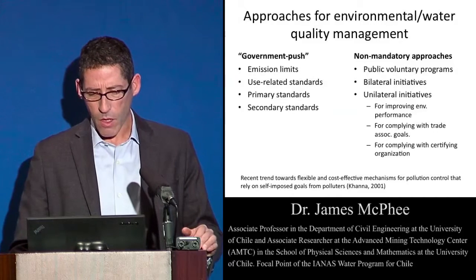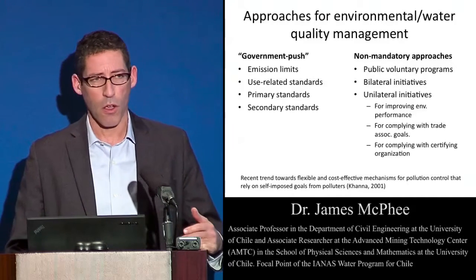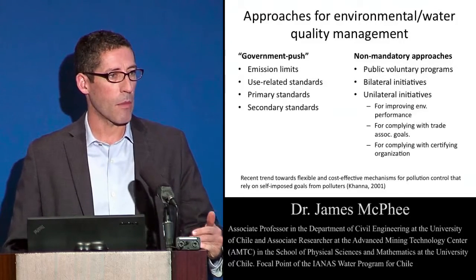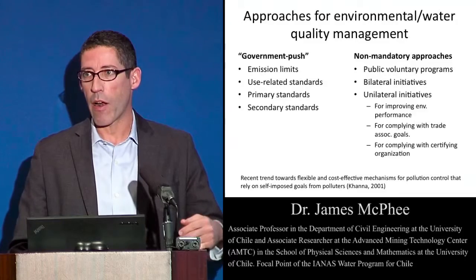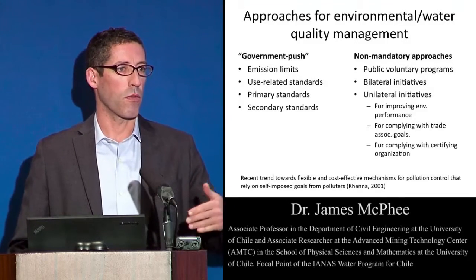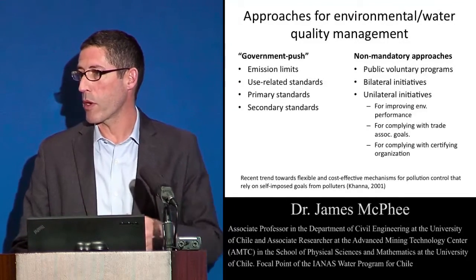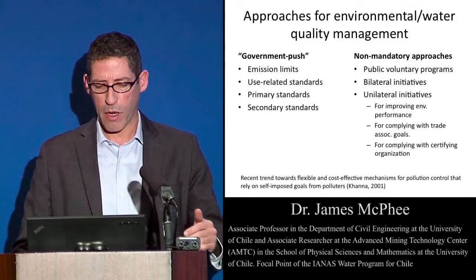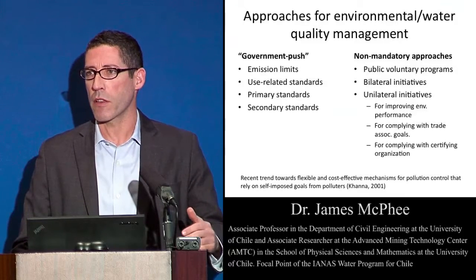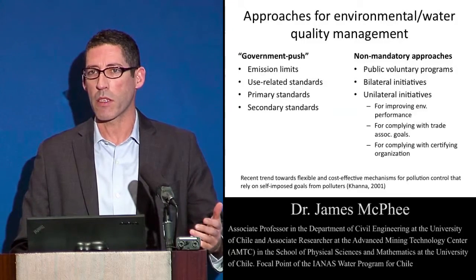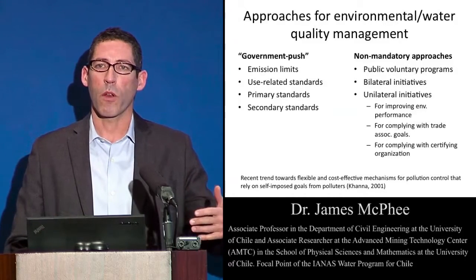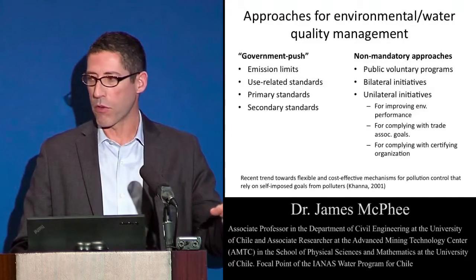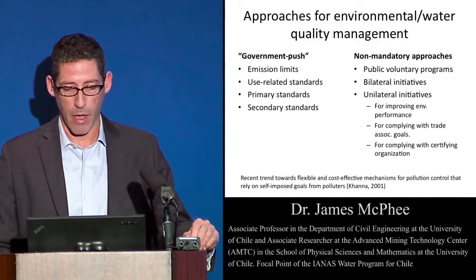Then you can also have use-related standards, or what we call primary standards, in which you establish the limits of certain contaminants or elements that are associated with certain uses, right? For drinking water, for direct contact recreation, and so on. And then you have secondary standards, in which you're looking at an environmental system, an aquatic system, and then you're trying to say what would be the desired quality that water body should have for whatever objectives you may have.